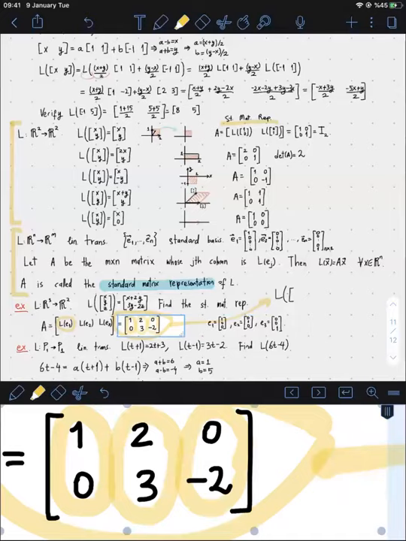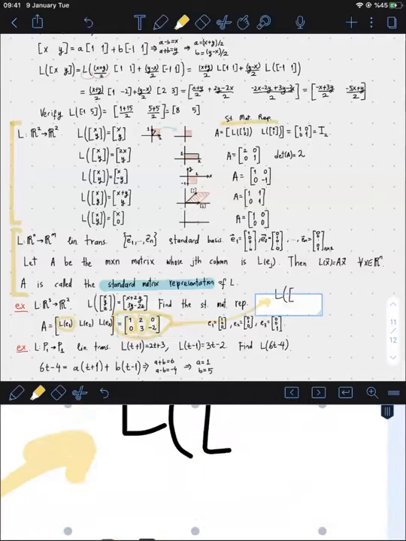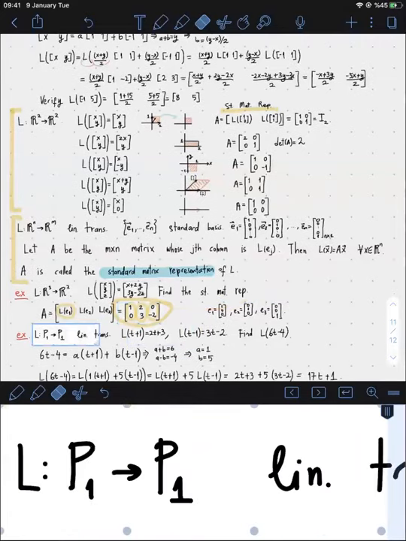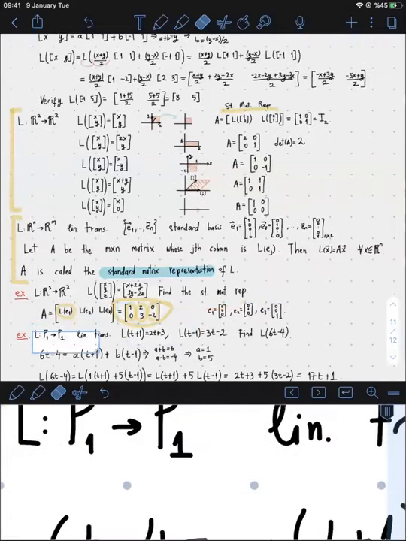I don't know what I did here. Maybe I should erase this part. I was trying to explain something probably. Then we did some other examples.